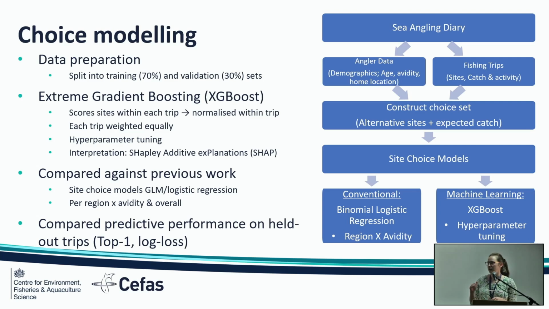We weighted each trip equally, so choice sets with more alternatives don't influence it more than ones with fewer alternatives. Then we tuned the hyperparameters to optimize prediction and avoid overfitting. And we can get the interpretation using Shapley additive explanations, which effectively give a value to a feature's contribution and can tell you the direction of how it's influencing the predictions. We compared that against previous work using more standard approaches: we'd fit logistic regressions to model site choice in the past, for region and avidity and an overall one. And we compared the predictive performance of the two types on held out trips.